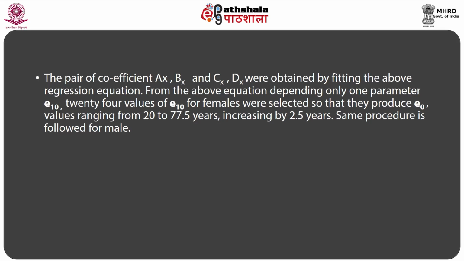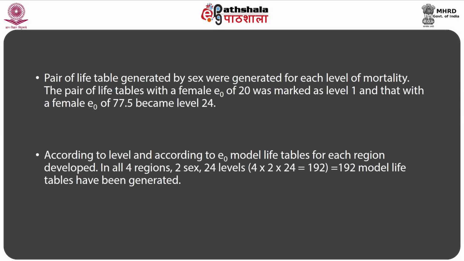From the above equation, depending upon one parameter e10, 24 values of e10 for females were selected so that they produce e0 values ranging from 20 to 77.5 years, increasing by 2.5 years. The same procedure is followed for males. A pair of life tables by sex was generated for each level of mortality. The pair of life tables with a female e0 of 20 was marked as level 1 and that with a female e0 of 77.5 became level 24.